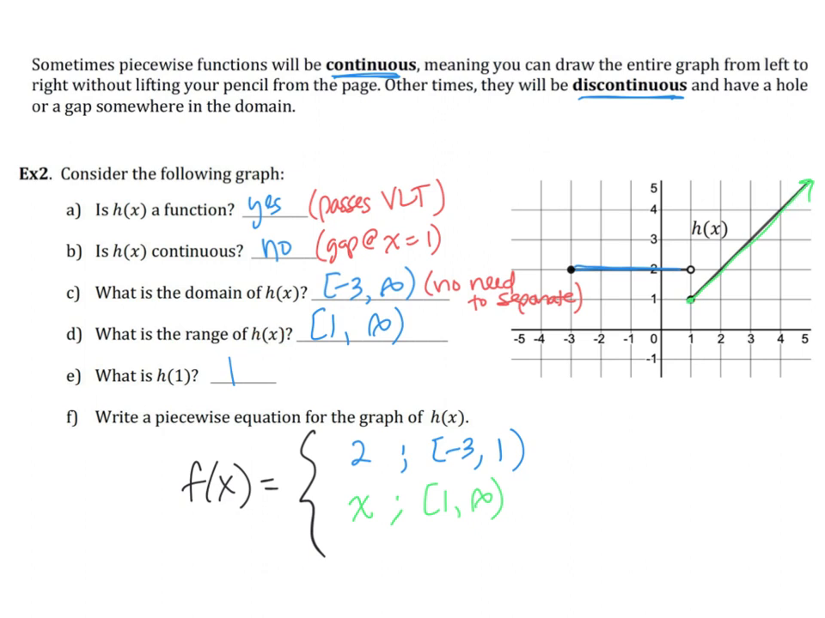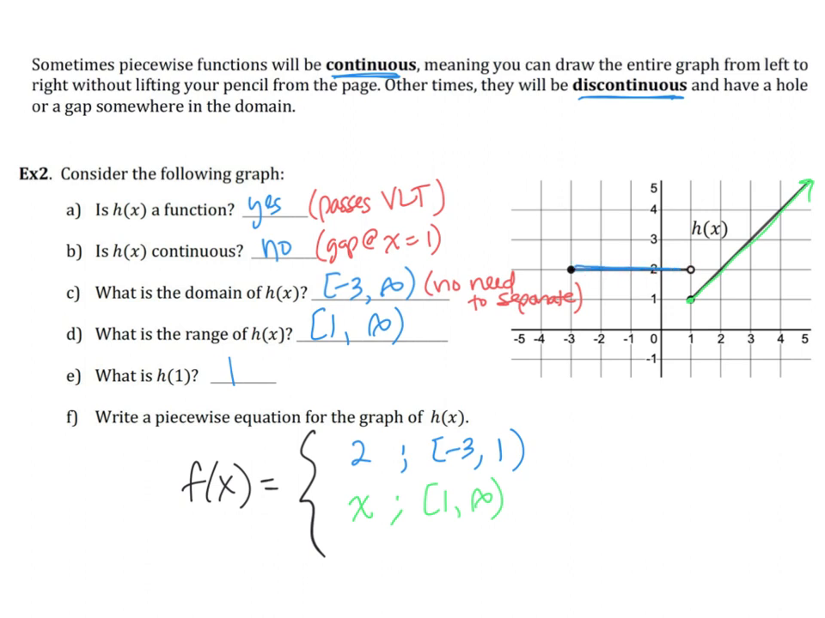What is the range? Well, we start here at 1 and then it goes infinitely upward, so it's from 1 to infinity. If you plug in a 1 for x, what are you going to get for y? Well, when we plug in 1, this is where you had a closed circle, so the y value is 1 when x is 1. And then, write a piecewise function.